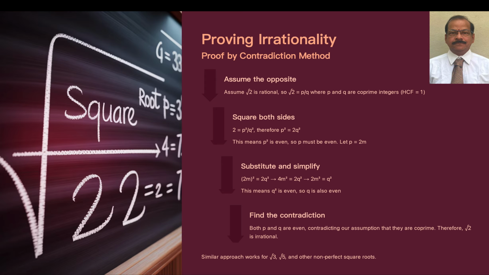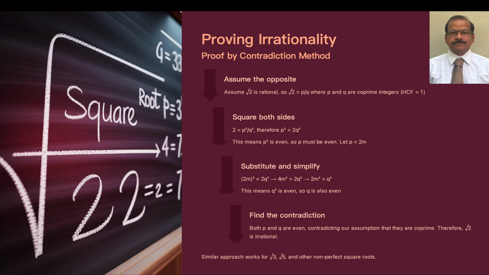Therefore, p also can be expressed as 2 into something. Let us call it 2m. Then 2m whole square equals 2q square, and 4m square equals 2q square. This implies 2m square is equal to q square. This means q square is even. This time again q square happens to be even, so q is also even.